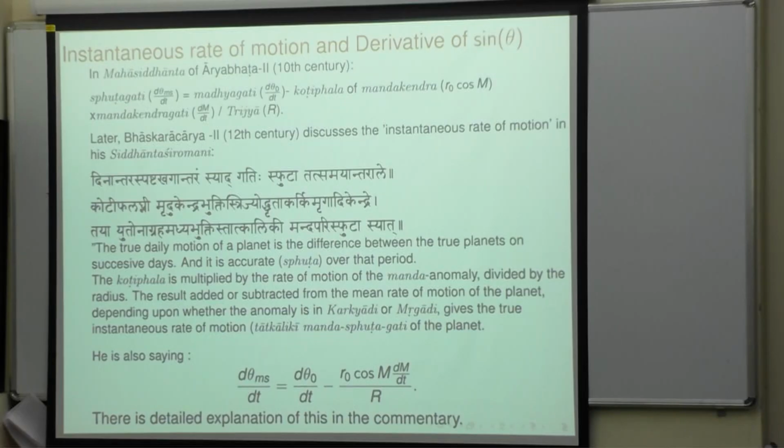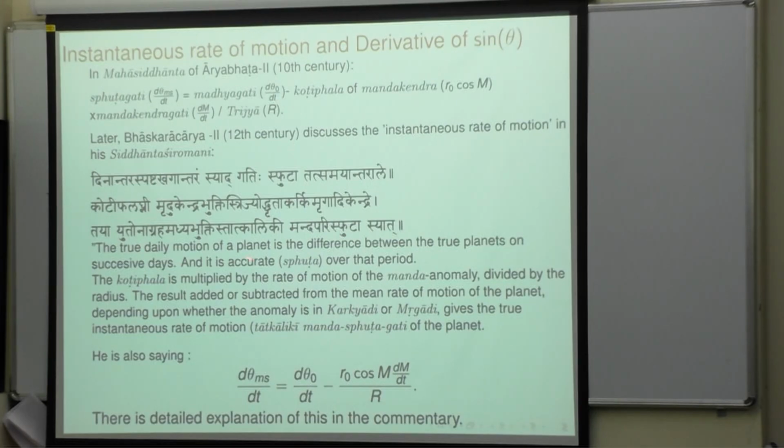In fact, there is one Aryabhatta II, in the 10th century, who gives this kind of thing. He gives essentially this formula. Basically, he doesn't explain it, he just states it. Later, Bhaskaracharya, in the 12th century, discusses the instantaneous rate of motion.